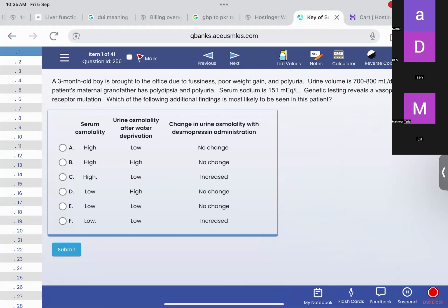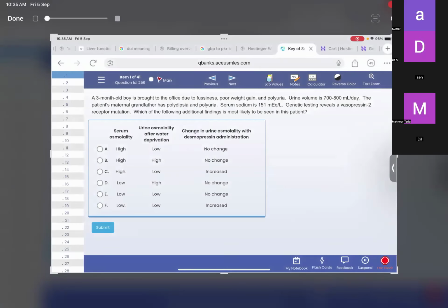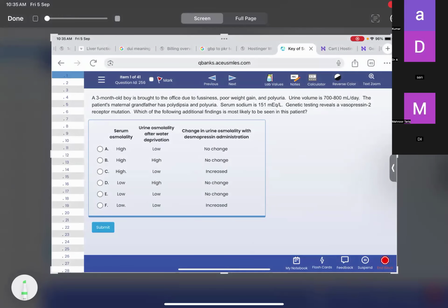Which of the following additional findings is most likely to be seen in the patient? A 3-month-old is brought to the office due to fussiness, poor weight gain, and polyuria. Urine volume is 700 to 800 ml per day. The patient's maternal grandfather has polydipsia and polyuria. Serum sodium is 151. Genetic testing reveals a vasopressin 2 receptor mutation. So I think it's an easy question.